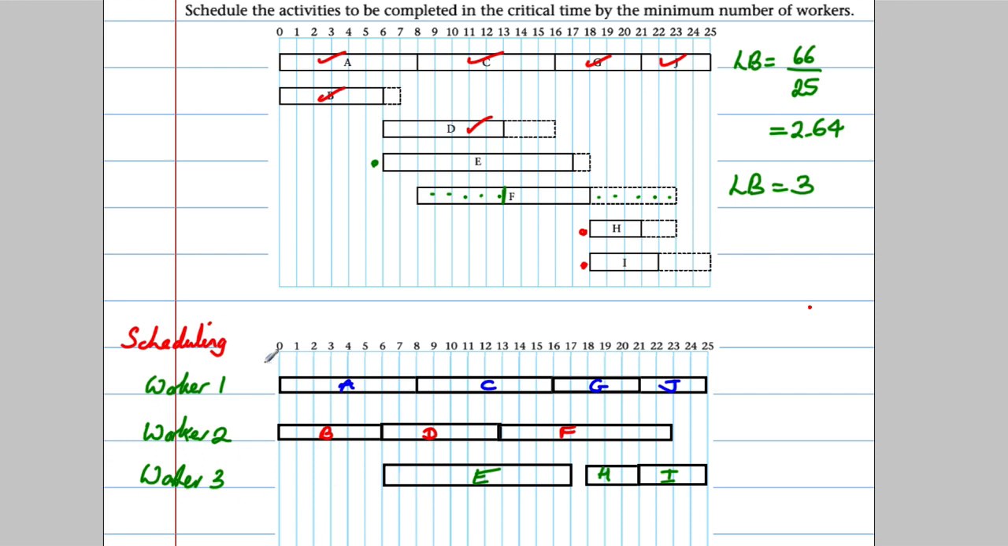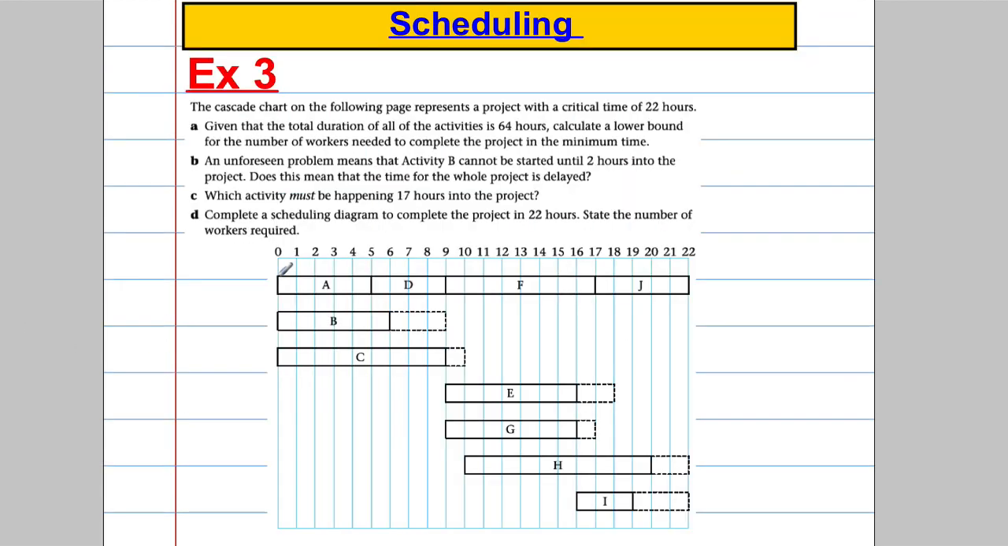And it just so happened in this case we got 3 workers, which was our lower bound. So it worked out we could actually get to our lower bound number, but sometimes you might have to get a number bigger than that. So there's our scheduling diagram showing how we would distribute our workers.